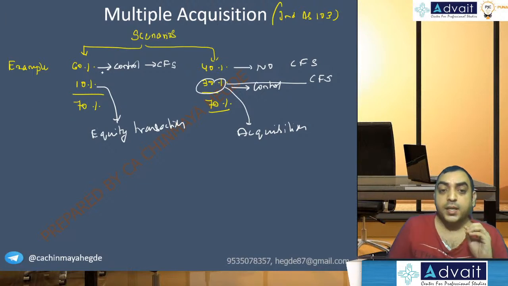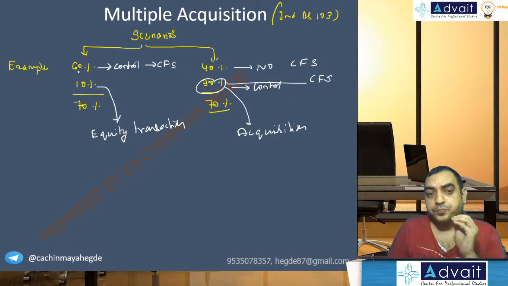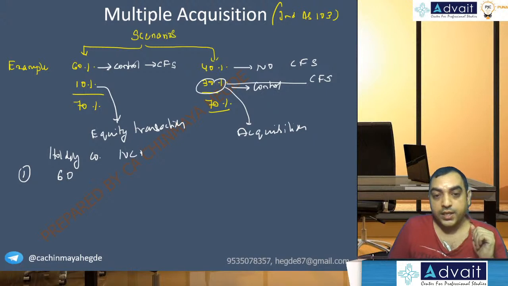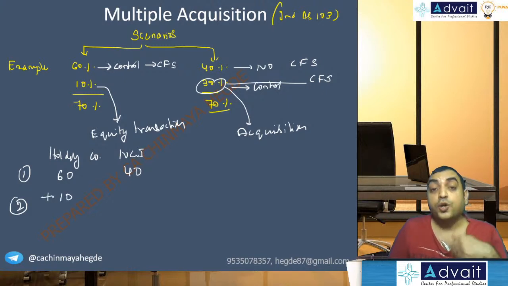In the first case, because you got 60% control, 40% is NCI. When you acquire 10% more, what will happen? In this example, first acquisition, holding company share is 60, NCI share is 40. And on second acquisition, you acquired an extra 10%. From whom did you acquire? From existing shareholders.